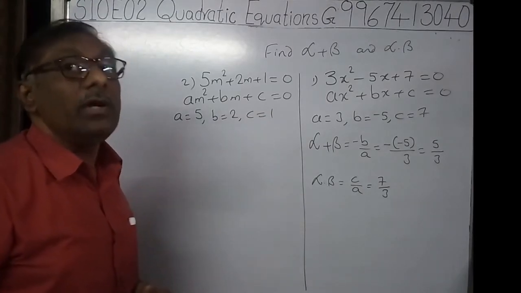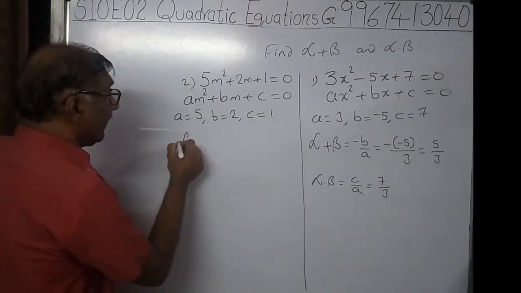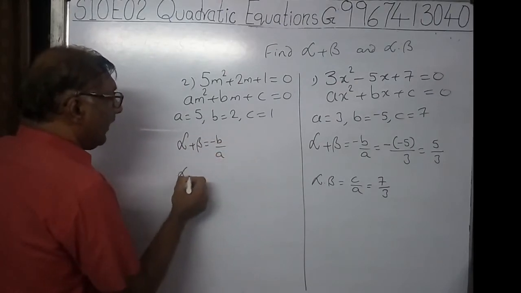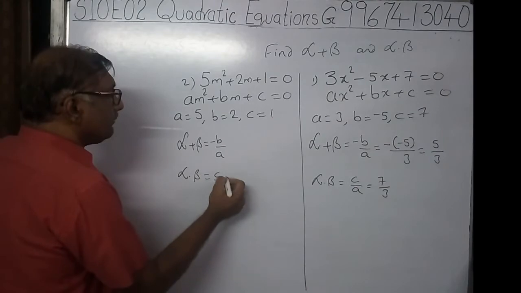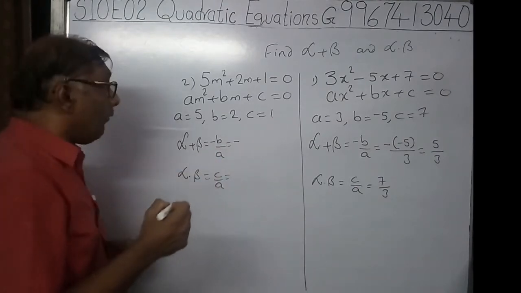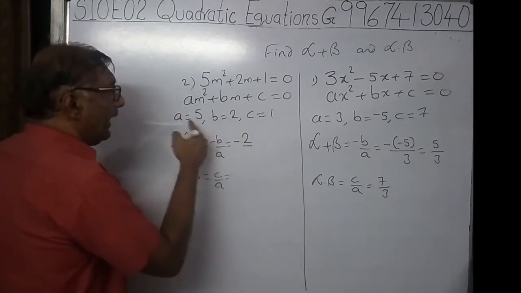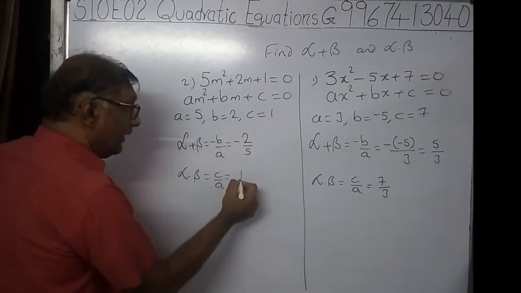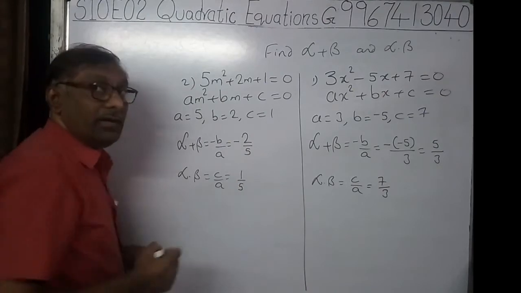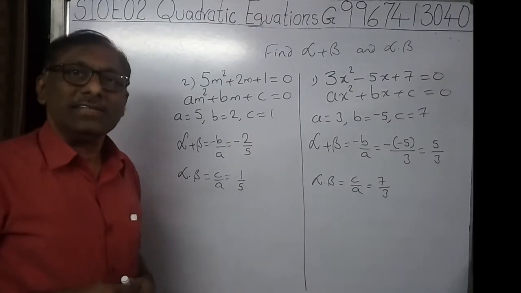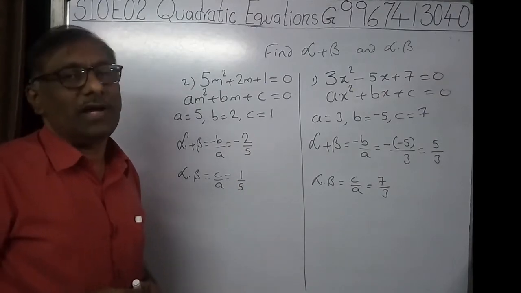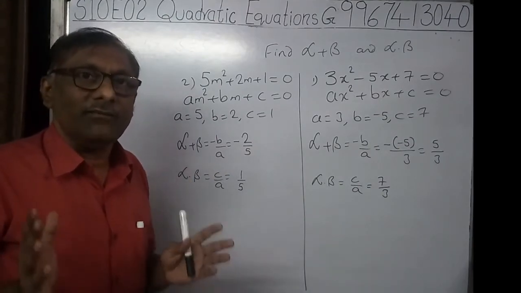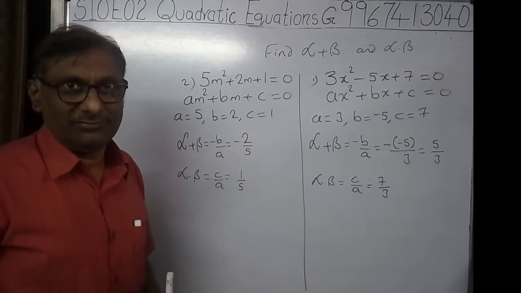Now if alpha and beta are the two roots of the quadratic equation, what is alpha plus beta? Minus b upon a. What is alpha into beta? c upon a. Now minus, what is b? The value of b is 2 and the value of a is 5. Done. What is c upon a? c is 1. And what is a? 5. Done. That's how easy it is to find the values of alpha plus beta and alpha into beta from the given standard form of quadratic equation.